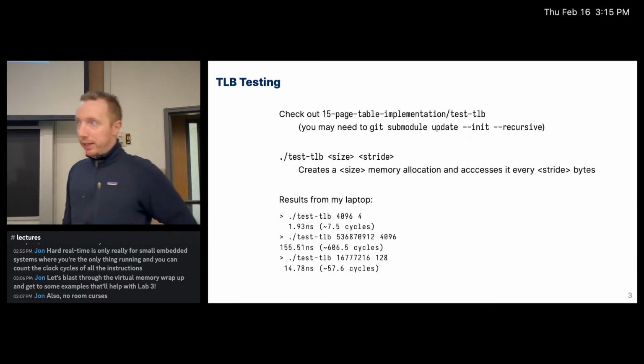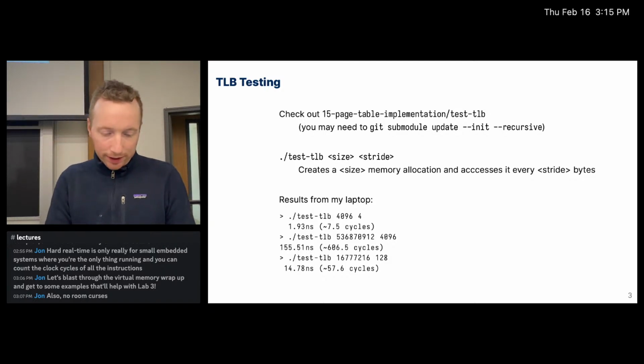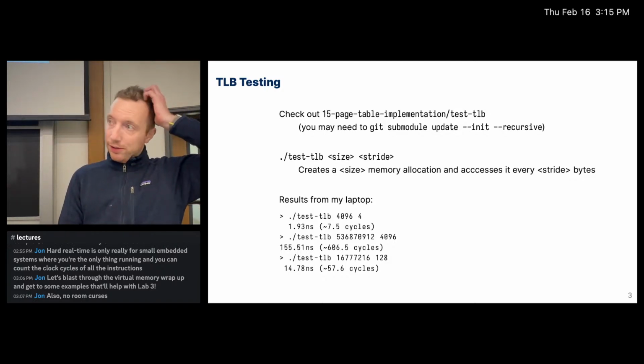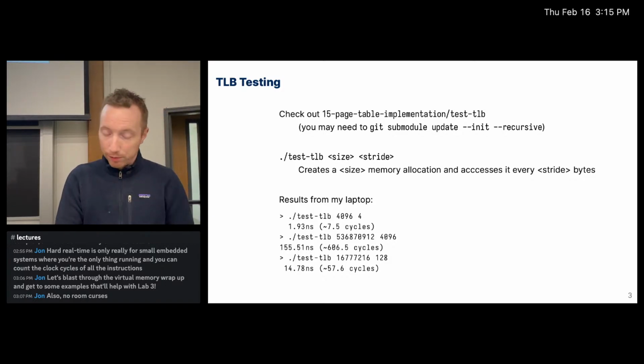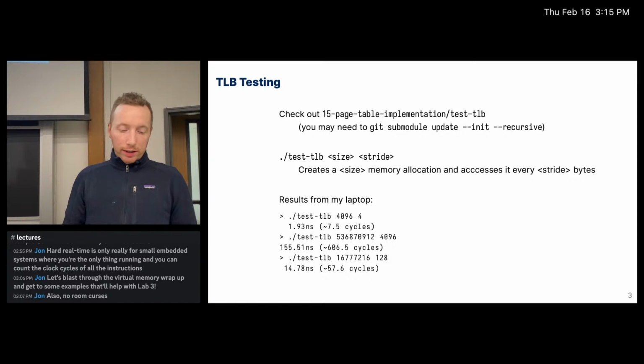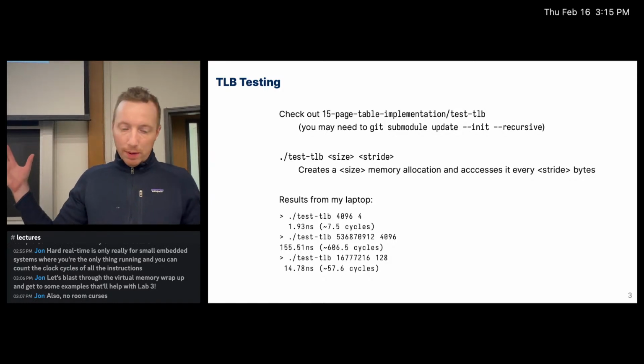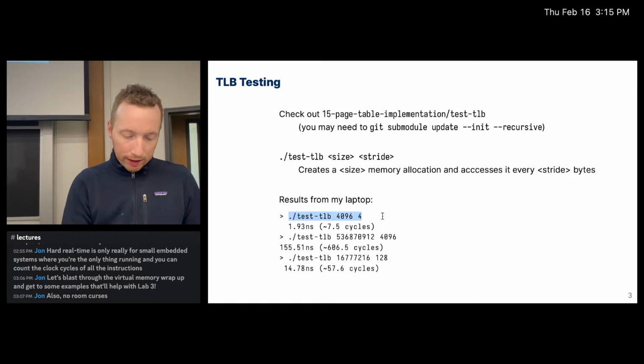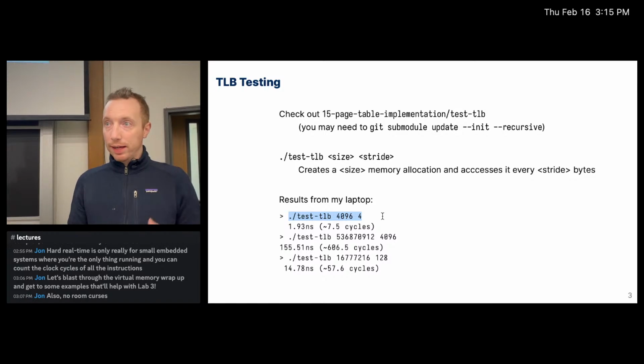So let's see the effect of TLB testing. This is a little test application that was actually written by the same guy that made the Linux kernel, just to test your TLB. All it does is allocate a chunk of memory, and then the stride is that it accesses an int every that many bytes. So in this case, if I do test TLB 4096, that's one page. So I'm only going to access things on a page, and then I'm going to access every 4 bytes.